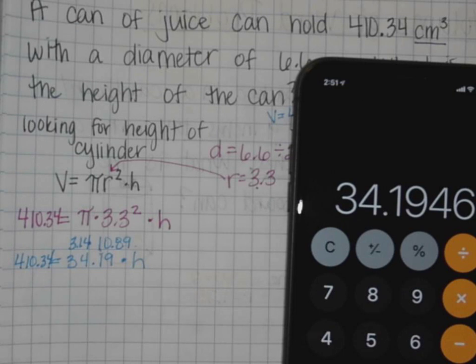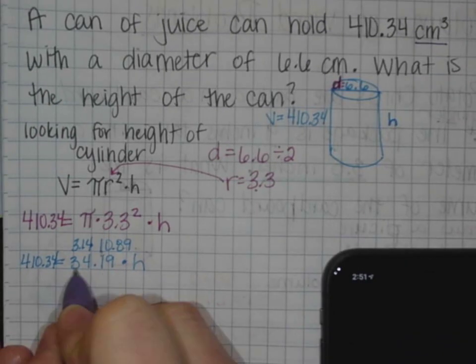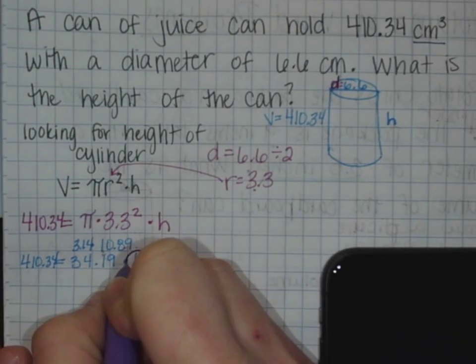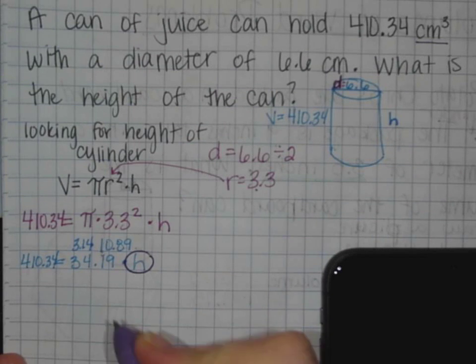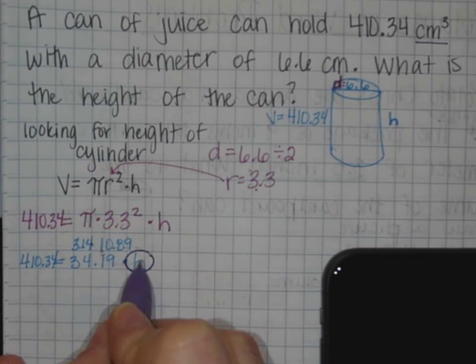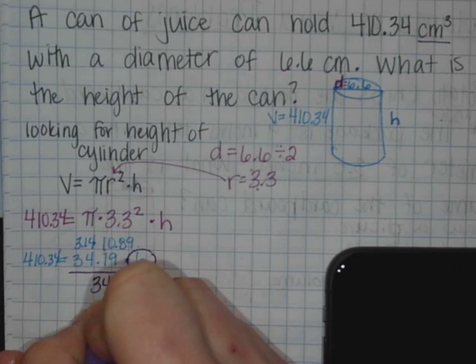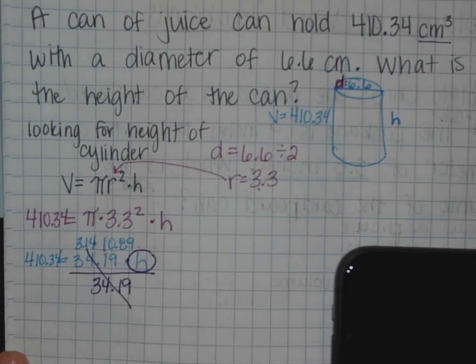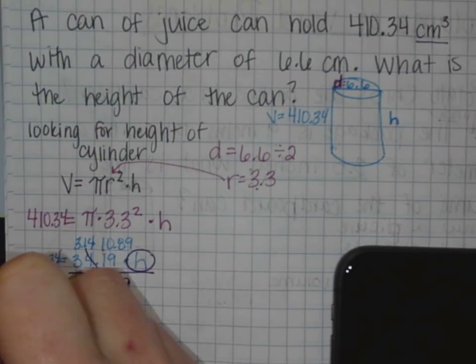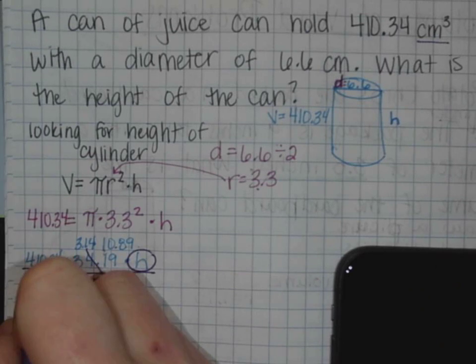Okay, so now we have this times height. If I circle my variable, this is multiplying together, so the opposite of multiply is to divide. So I'm going to do 34.19 divided by 34.19. That cancels. Do it to the other side.